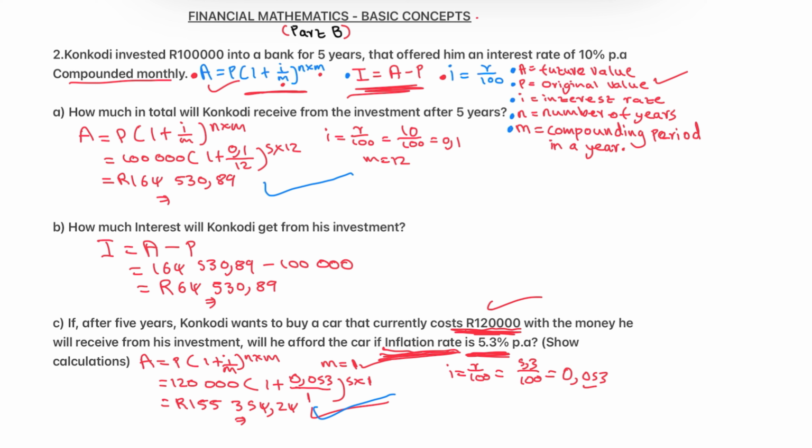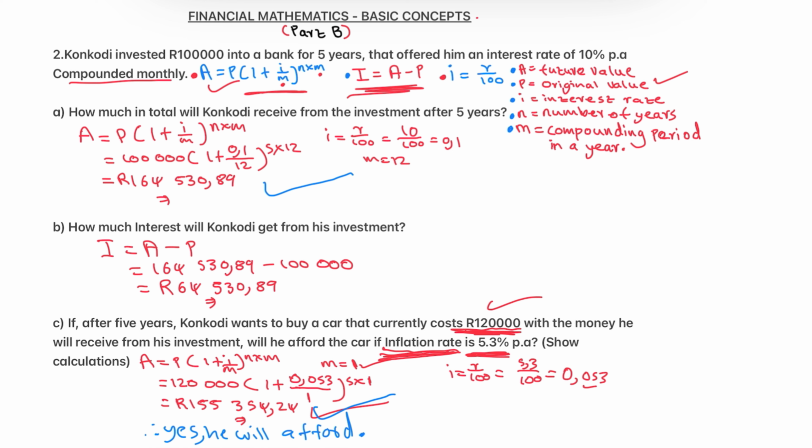Right now, Konkodi has only 100,000, but the car is 120. He couldn't afford it now, but in the future, after having invested, he could afford the future cost of the car because his investment would have yielded interest. Does it make sense? So now we can say, because our future value from investment for Konkodi is greater than the future cost of the car, then yes. So we conclude and say yes, he will afford. So you have to conclude, right, guys?